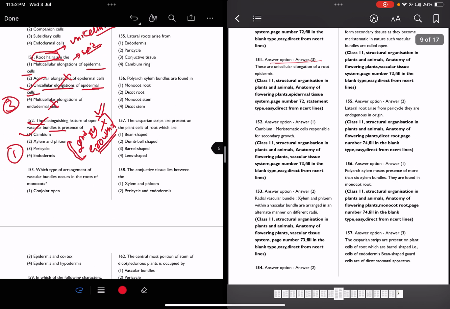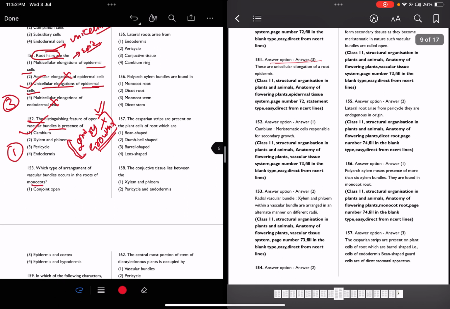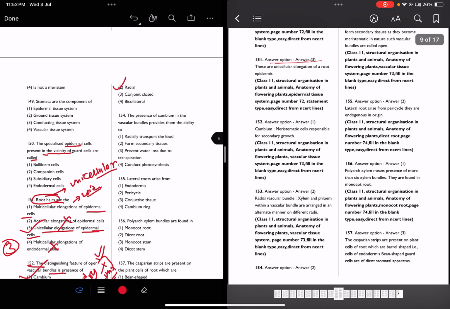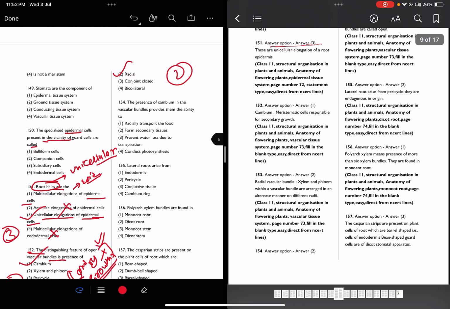Now read question number 153. Which type of arrangement of vascular bundle occurs in the root of monocot? Whenever we talk about root, irrespective of monocot or dicot, root has one type of arrangement. This is the internal structure. This is xylem and this is phloem. When xylem and phloem are present on different radii, they are known as radial arrangement, seen in dicot and monocot root. So root means which type? Radial vascular bundle. So the answer is radial vascular bundle. You can see the explanation for 153 also.